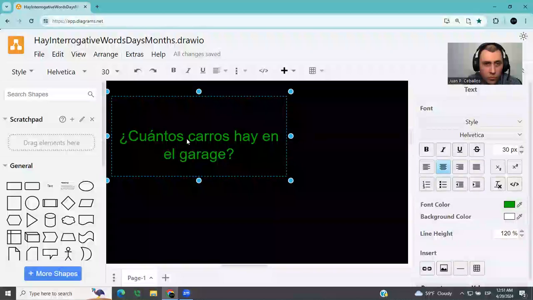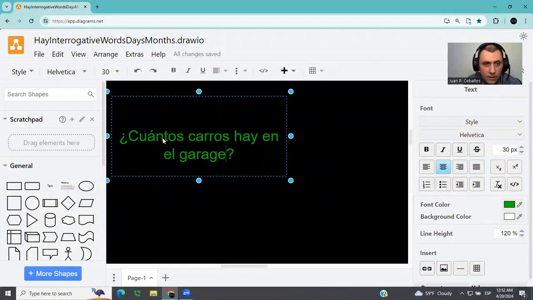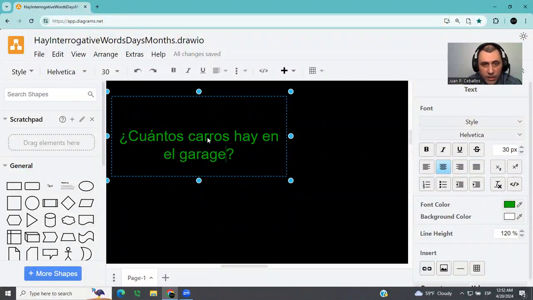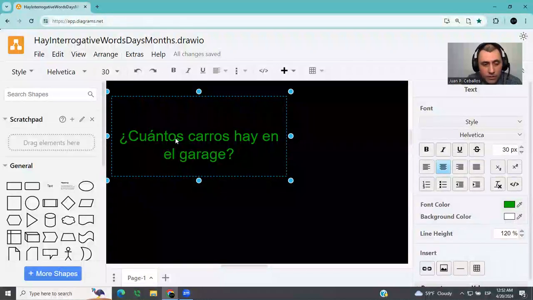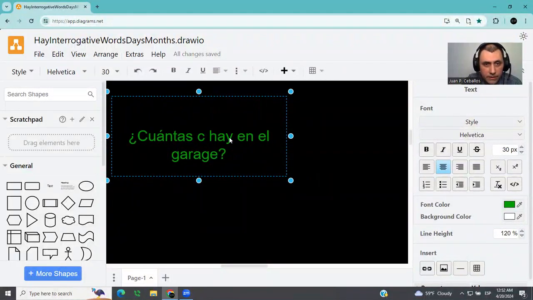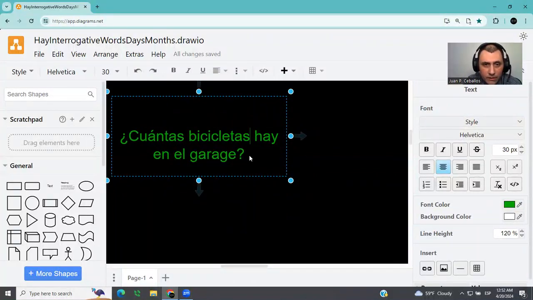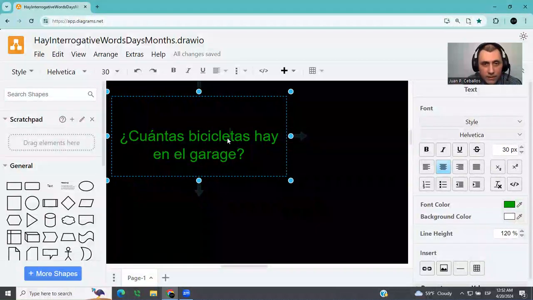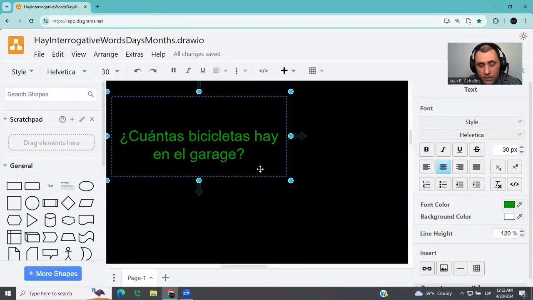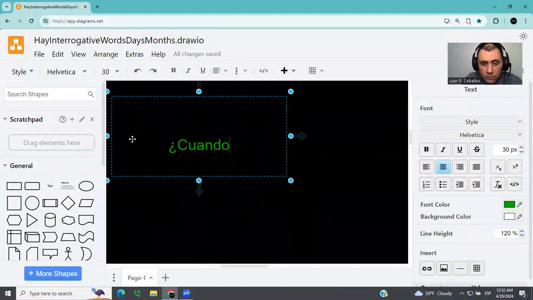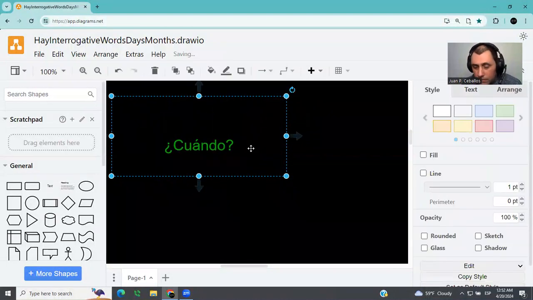Okay. So, ¿cuántos has to be in plural form, and it has to be masculine to agree with the gender of carros. Now, the next one is ¿cuántas? Let's change the noun here. Bicicletas. This is how many bicycles are there in the garage. Okay, bicicletas is feminine, so ¿cuántas has to be feminine. And the last one will be ¿cuándo? This one is easy. It means when.